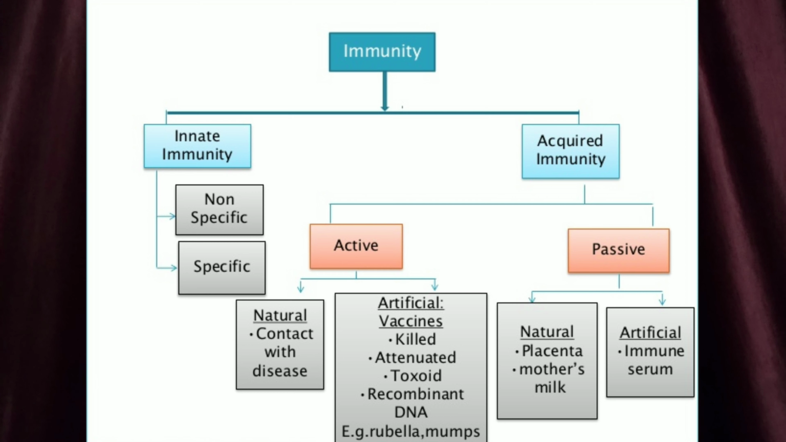Now second, we will see passive acquired immunity. Passive acquired immunity will be further classified in two ways. First is natural passive acquired immunity and second is artificial passive acquired immunity. An example of natural passive acquired immunity is the placenta or mother's milk. An example of artificial passive acquired immunity is immune serum.